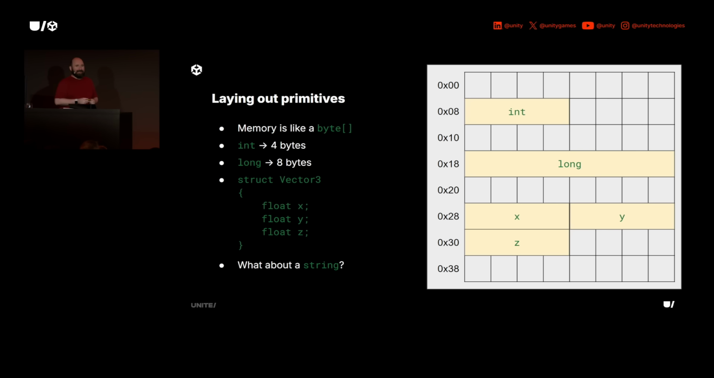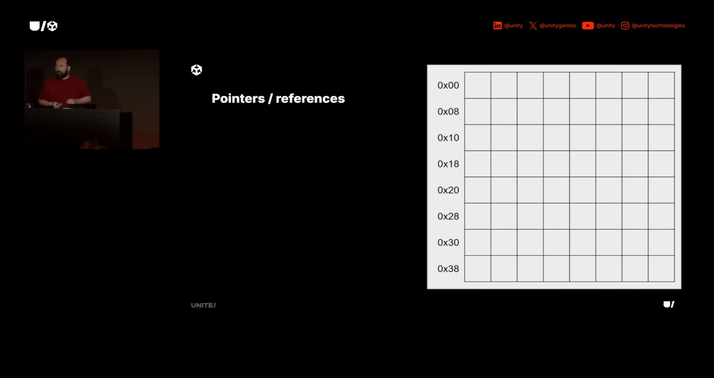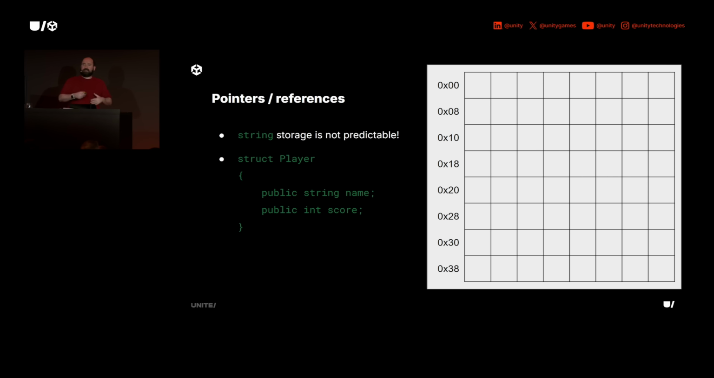Now, what about a string? The problem with string is that the amount of storage that it needs is going to vary, depending on how long the string is. If we have a string in a struct, and we try storing its data sequentially with the other variables, like we did with Vector3, we either have to guess how much space we need, which means we risk not having enough space, or reserving space we don't need, wasting memory.